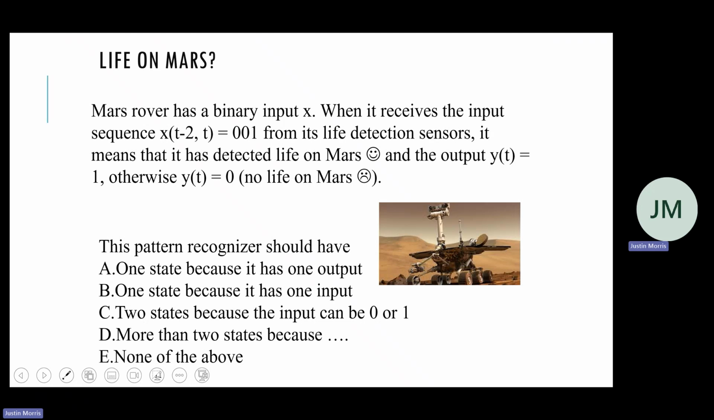So the pattern recognizer should have what? And that is your question. If I want to recognize 0, 0, 1, how can I do that with finite state machines? And this one is more just asking how many states do we need? And again, just use the same question, just change your answer.